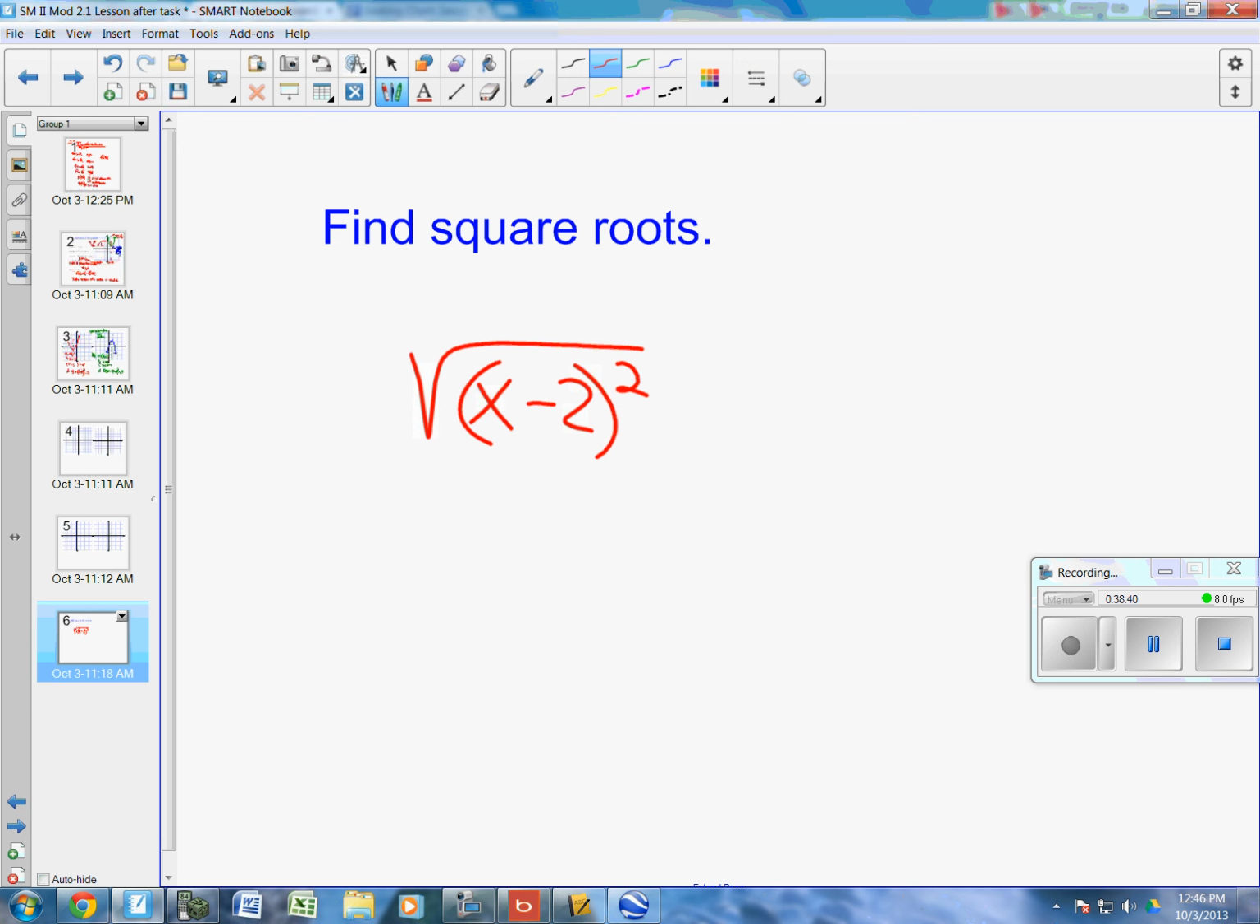Okay, what is it, everybody? Hey, look it. A square root and a square undo each other, right? So it's just x minus 2. Got it? Okay, what about this one?